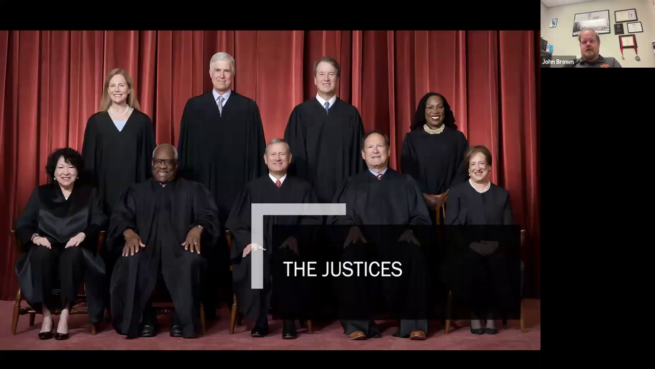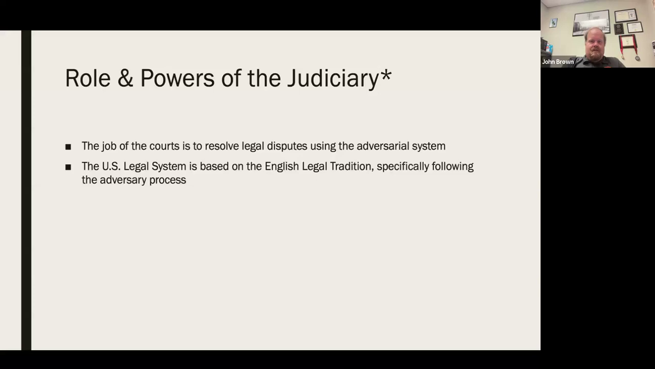Here's a picture of the current U.S. Supreme Court: Roberts, Sotomayor, Thomas, Alito, Kagan, Coney Barrett, Gorsuch, Kavanaugh, and Brown Jackson. These make up the current 9 justices who serve on the Supreme Court. And why do we have the courts? Of course, there are lots of courts subordinate to the Supreme Court. We'll talk about how the court system is structured, how it's organized, and how it works.